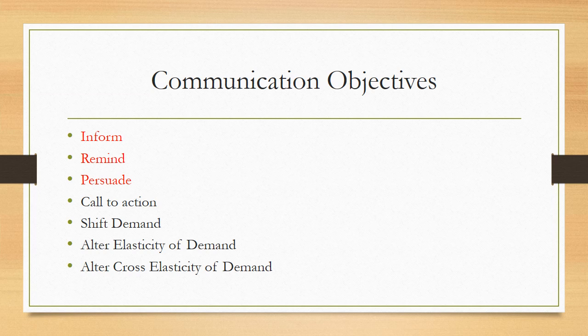But usually what happens with the elasticity of demand is we're trying to convince you that our product is better than all the other alternatives and there are no substitutes, and so we want the demand for our product category to be reduced. And of course we also then want the cross elasticity of demand to be reduced. So these are some of the kinds of communication objectives we might have with our marketing communications plan, our IMC plan.